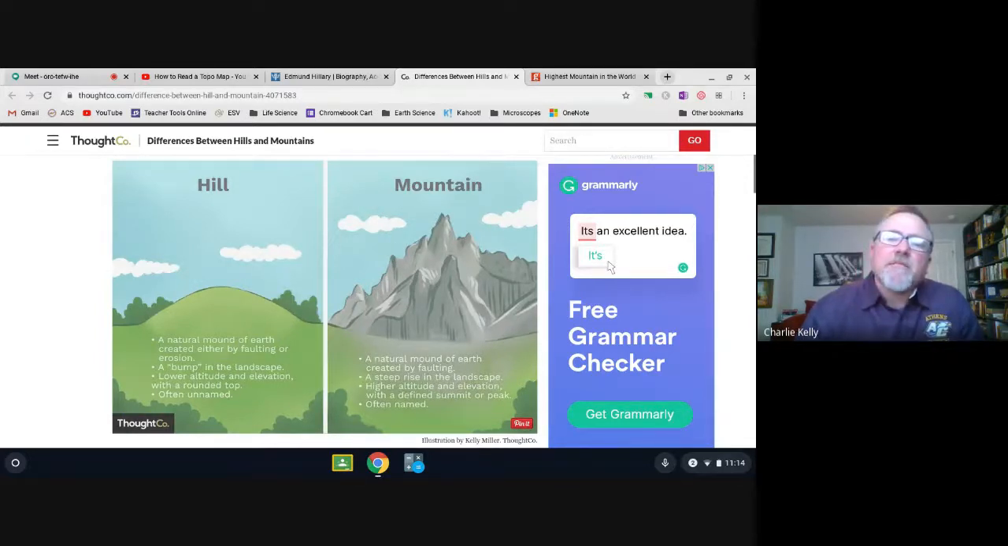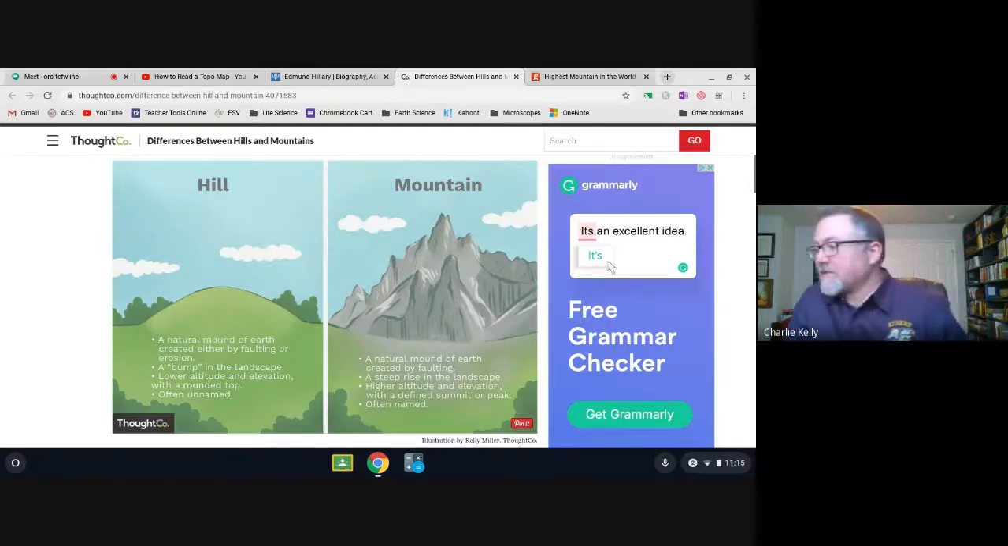Now let's think about a mountain. A mountain is a natural mound of earth created by faulting. That means when plates push together. A steep rise in the landscape. It has higher altitude and elevation with a defined summit or peak. And often we name mountains.